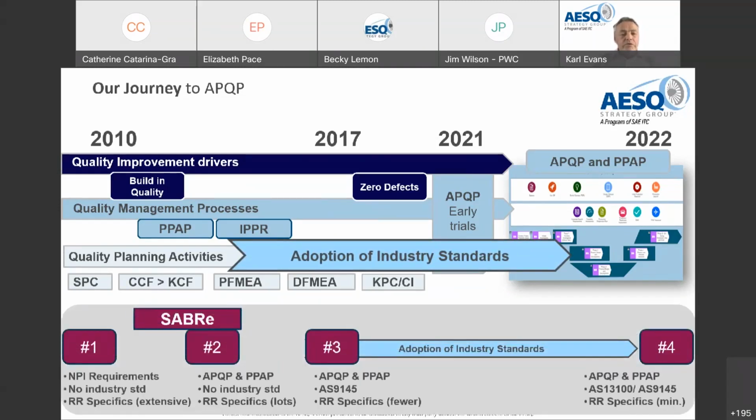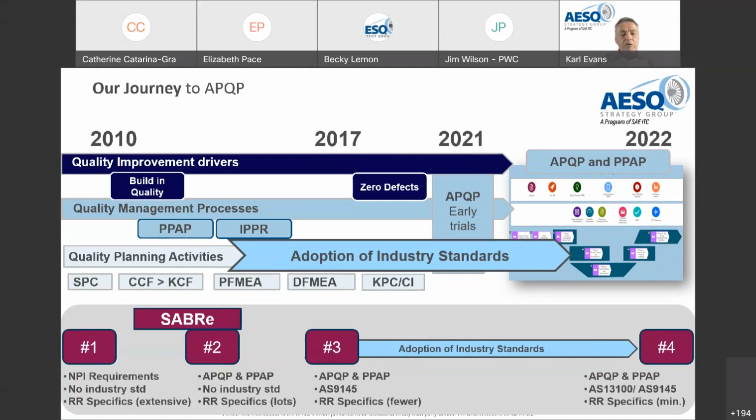So that's sort of an inward reflection. If I reflect externally to our external supply chain, SABRe is our vehicle over the years to communicate what our requirements are. In the early days, SABRe 1, when it first came out, there wasn't anything called APQP or PPAP. There were some things called MPI requirements, and they were loosely around what the APQP was about. And really, there was no industry standard for us to fall back on and utilise, which really drove us down a route of extensive Rolls-Royce specific requirements.